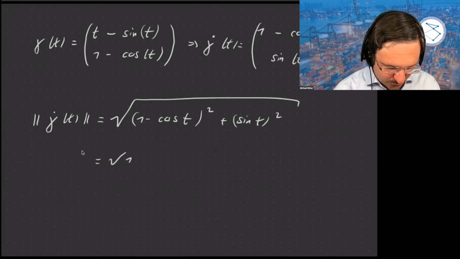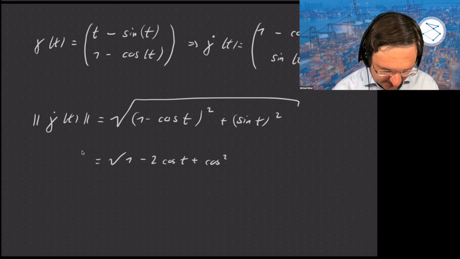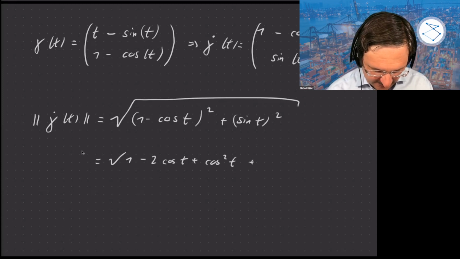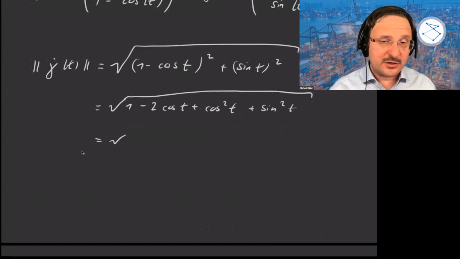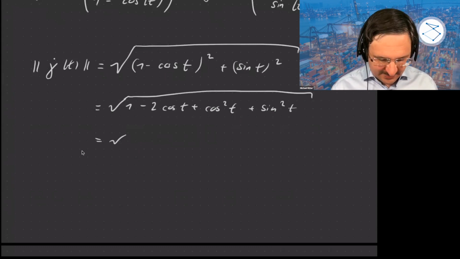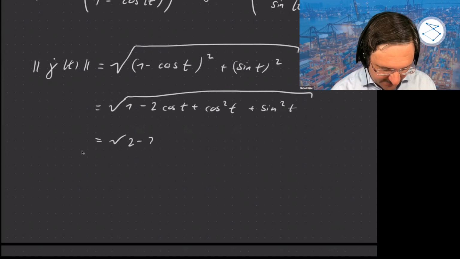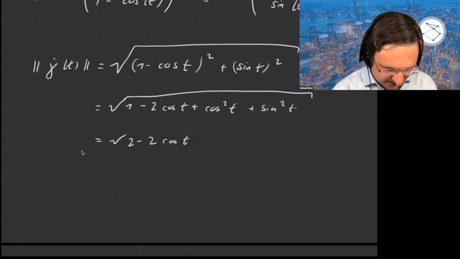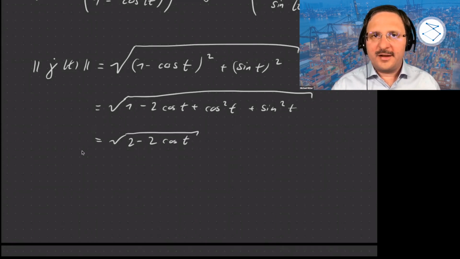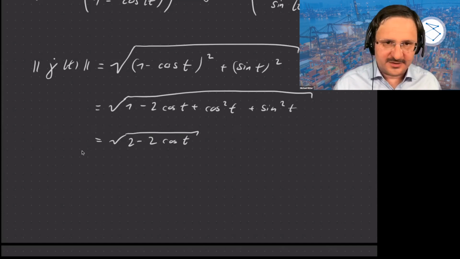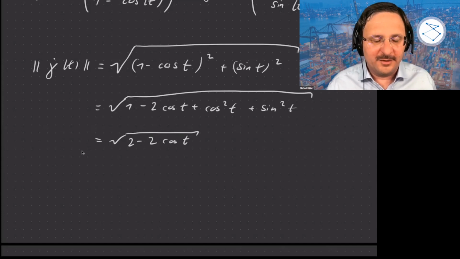That is, the first term is 1 minus 2 cosine of t plus cosine squared of t, plus sine squared of t. And as you've seen quite a few times now, cosine squared plus sine squared, that's 1. So we get 1 plus 1, that's 2, minus 2 cosine of t. Right, so that's the norm of that speed vector, of the tangential vector. So that's the value of the speed of that movement.